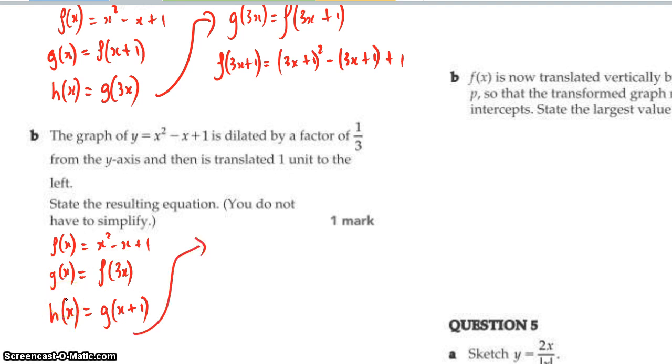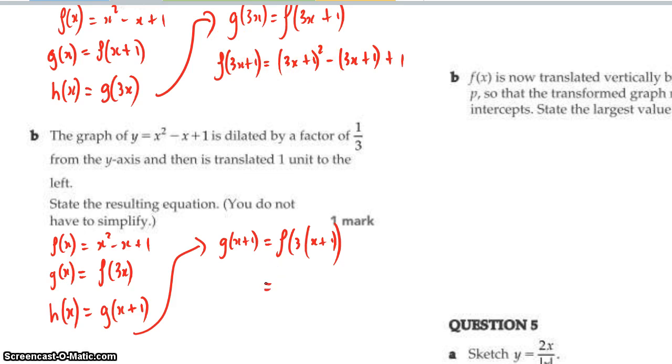So if h of x equals that, then that would mean that g of x plus 1, every time I see x I replace it with x plus 1, that actually equals f of 3x plus 1. Okay, it's significantly different to the one that we had up here. In the one that we've got down here, it's dilated first and then translated, whereas up here the translation is actually dilated, and I'll show you that in just a second.